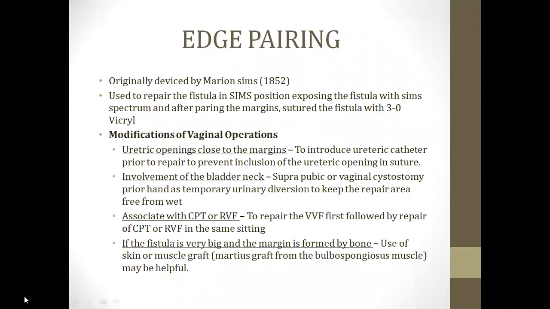This is a modification of the vaginal operation: with the ureteric opening close to the margins, introduce a ureteric catheter prior to the repair to prevent inclusion of the ureteric opening in the suture. So whenever the fistula is very close to the ureteric opening in the bladder, you have to put a ureteric catheter to prevent the ureter from getting entangled in the suture.